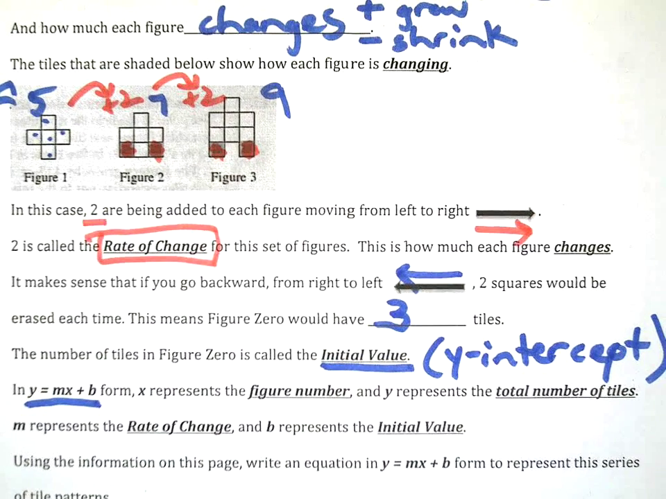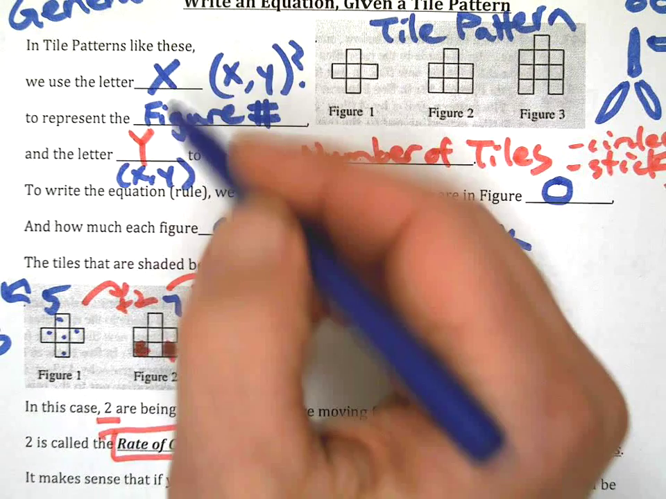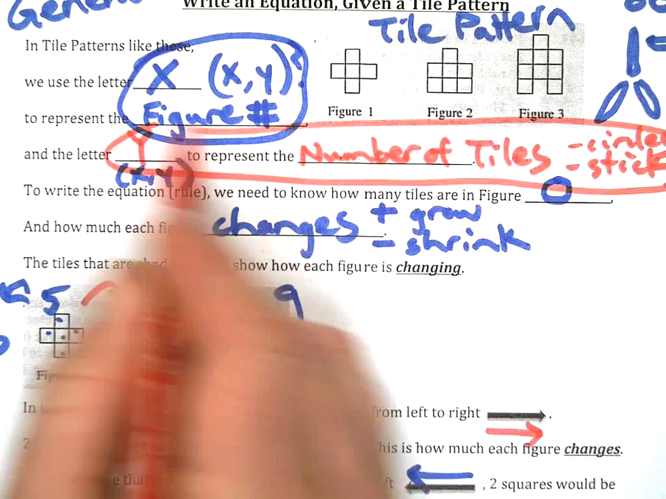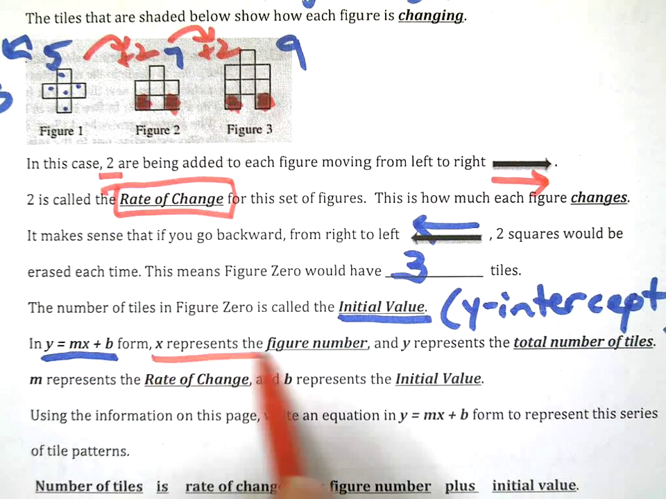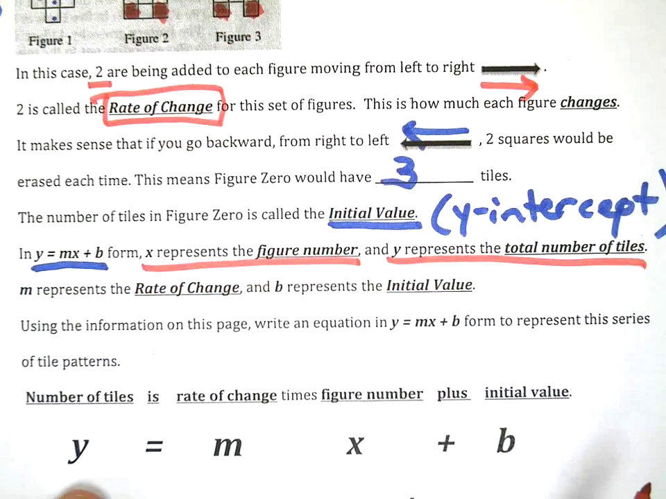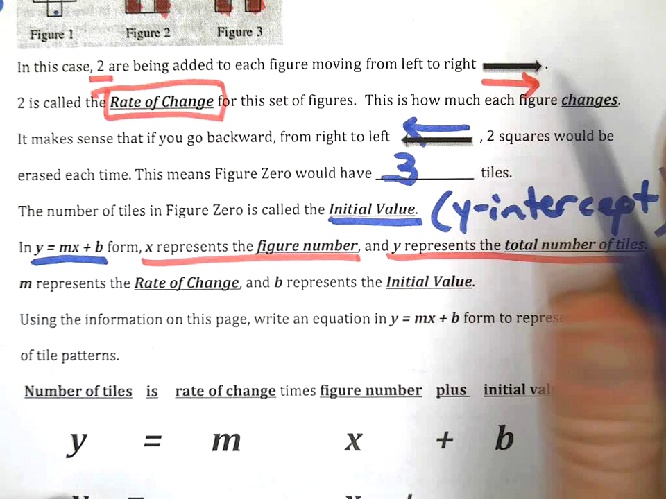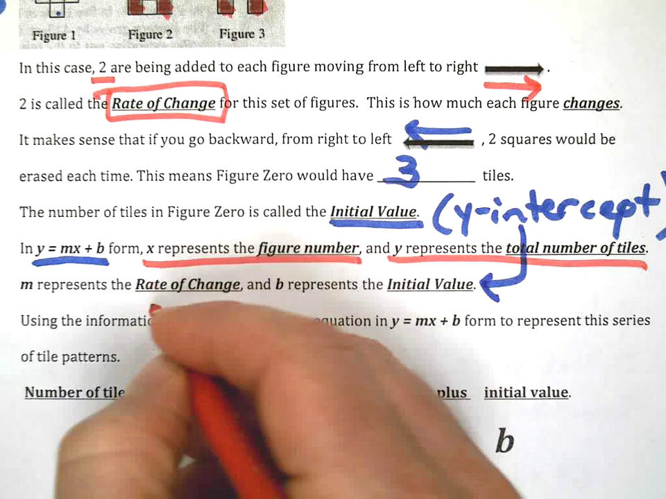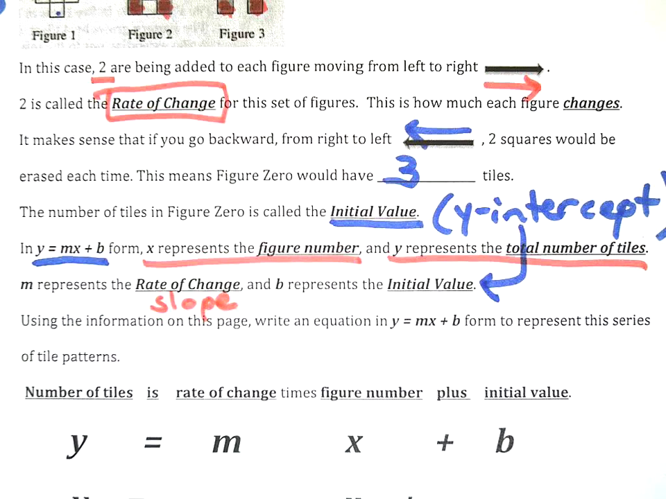So up above here, please notice that's where we got those answers. X is the figure number, y is the number of tiles. So back down here to the bottom, x is the figure number, y is the number of tiles. M is the rate of change, and b is the initial value, which we just noticed is going to be called the y-intercept later. Might as well tell you now, spoiler alert, that rate of change will be called slope later.